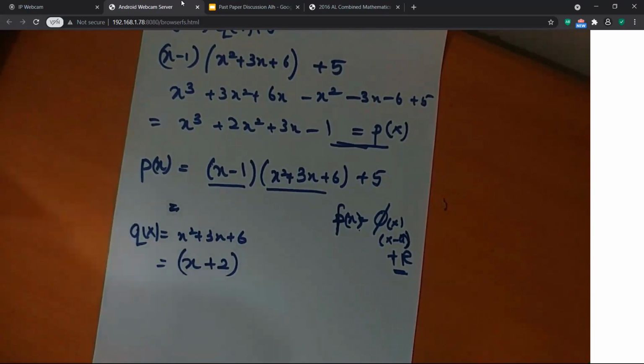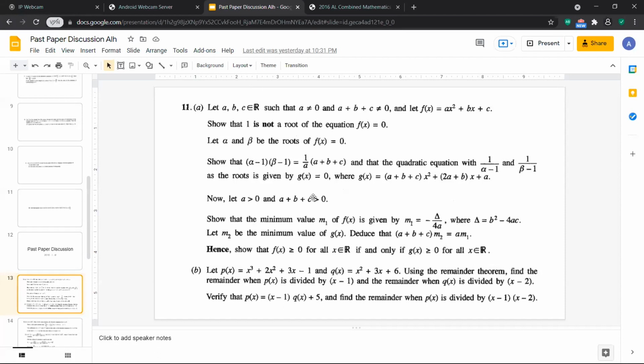Now something you need to remember: don't just do the question as "this is the question, so I'm doing that." Look at the whole question you're doing. Did you find something in the previous parts that you can use here? When you look at the first part, we found the remainder when q(x) is divided by x minus 2, right? Found it, right? So can we use that here?